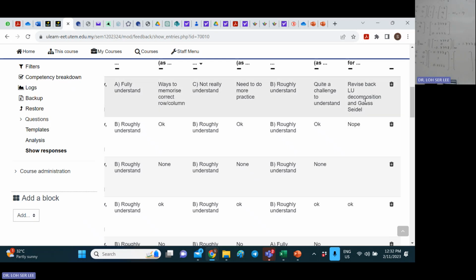Rewinds back LU decomposition. Okay, I think tomorrow I will have a meeting with Dalton Foster, the committee member of the Maths Tutoring Center. I think maybe some of the specific topics will be discussed in the MTC. Okay, MTC, the Maths Tutoring Center.